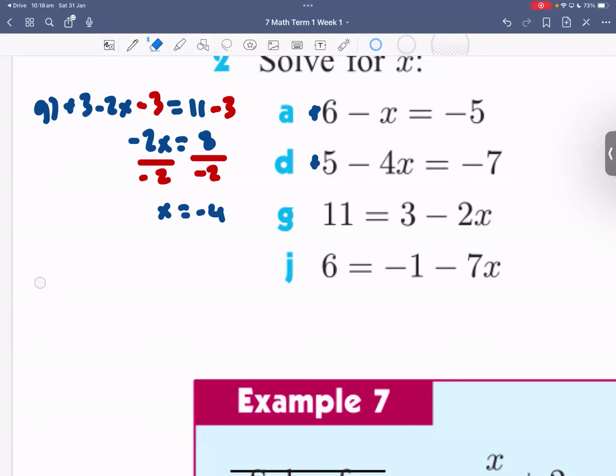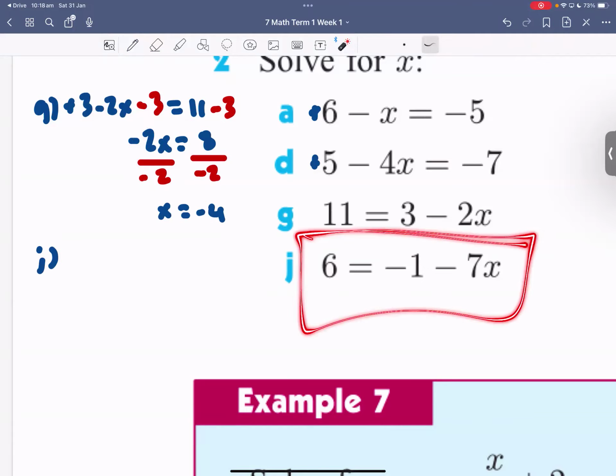All right, J. Who can tell me what I'm going to write down in J just to make it look a little bit prettier?